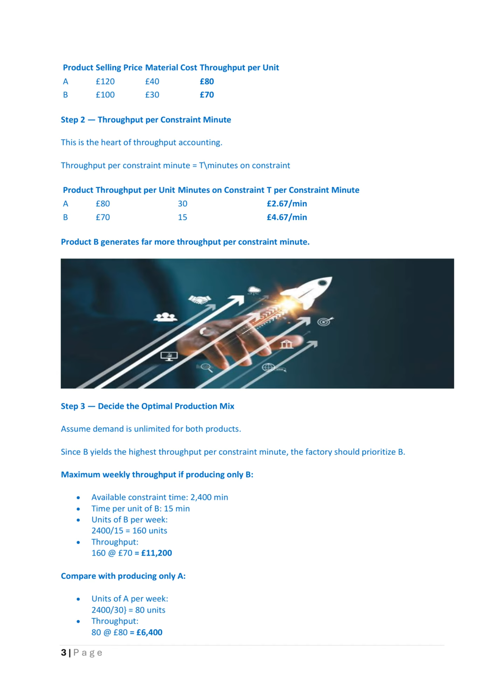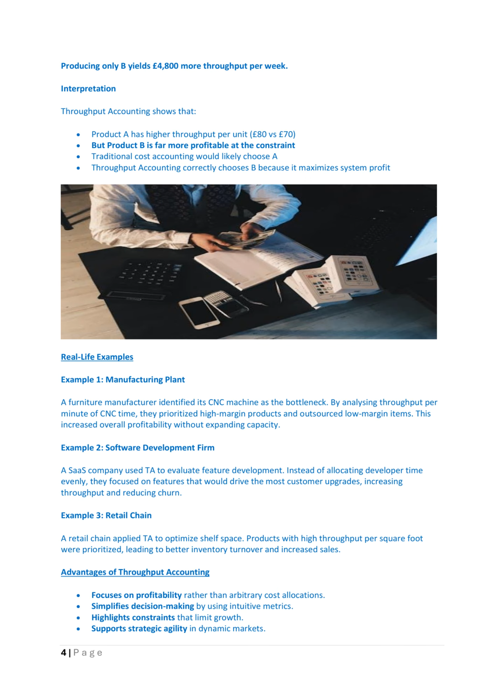With 2,400 available constraint minutes per week, producing only product B allows for 160 units, generating £11,200 in throughput. In comparison, producing only product A results in 80 units and £6,400 throughput. Prioritizing product B provides the highest contribution to profitability given the constraint. Producing only product B results in £4,800 more throughput per week because, while product A has a higher throughput per unit, product B is more profitable when you consider the constraint.